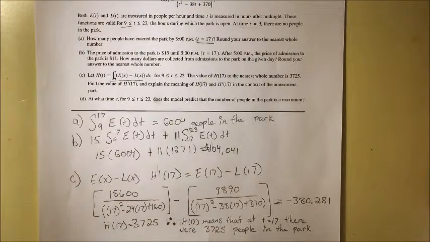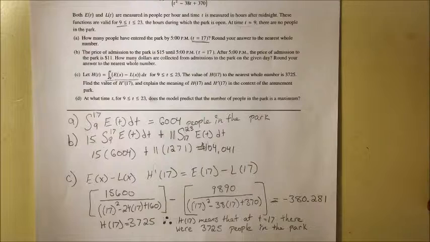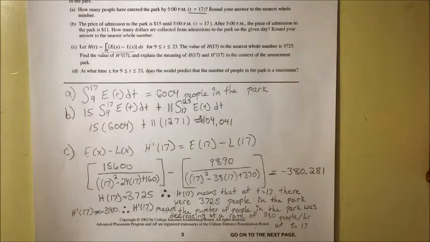Since the function of h is the amount of people entering the park minus the amount of people leaving the park, we know that the derivative of h is the rate at which the amount of people in the park is changing. So using that knowledge, we can say that h prime of 17 means the number of people in the park was decreasing at a rate of 300 people per hour at t equals 17. And that will give you your third and final point for part C. Alright, now we're going to move on to the last part, which is part D.